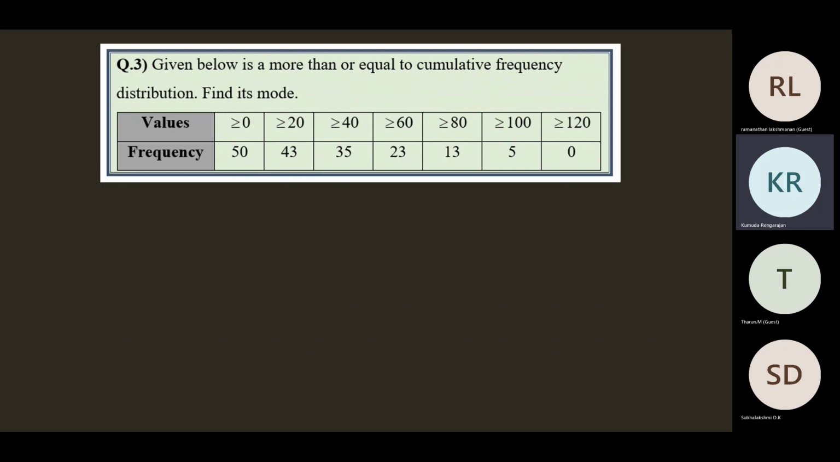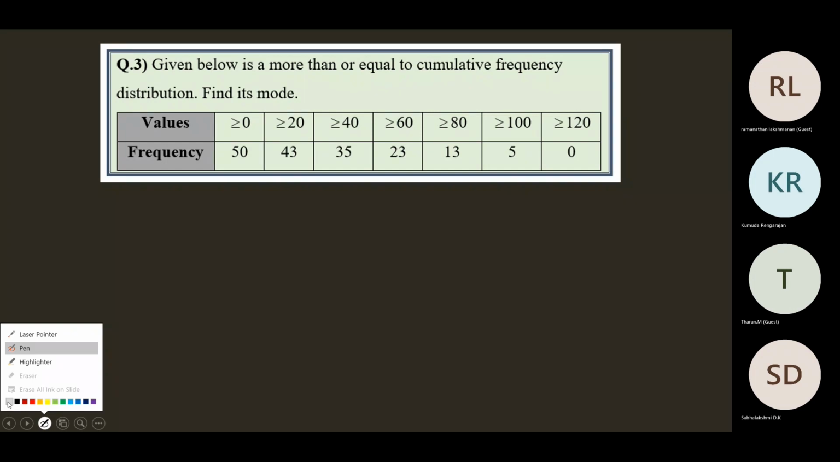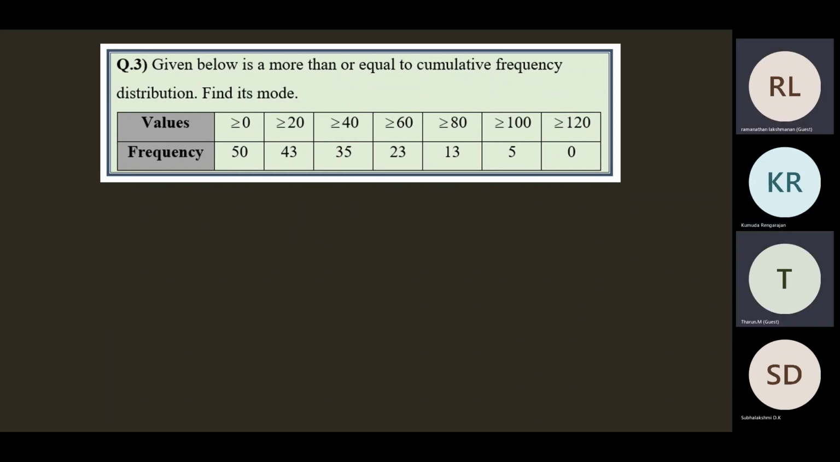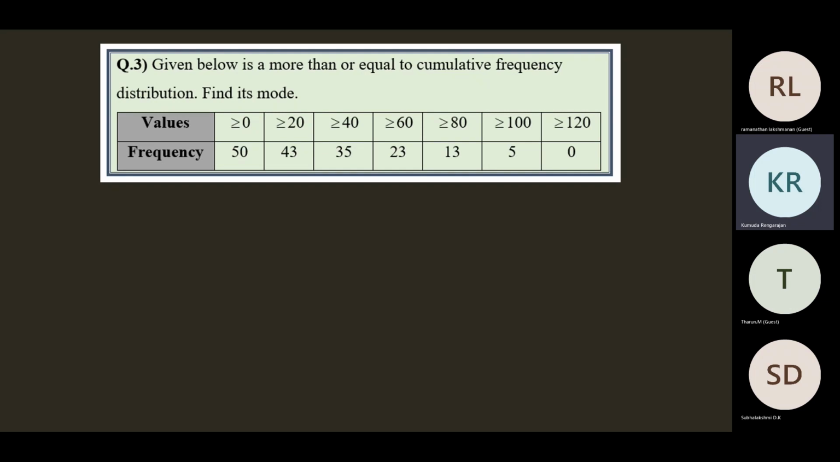So 0, 20, 40, 60, 80, 100, 120 are the upper limits or lower limits? Am I audible? Yes, ma'am. 0, 20, 40, 60, 80, 100, 120. They are the upper or lower limits? Lower limits. They are the lower limits.